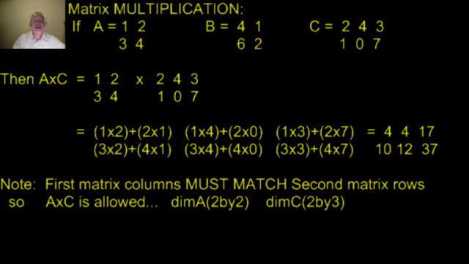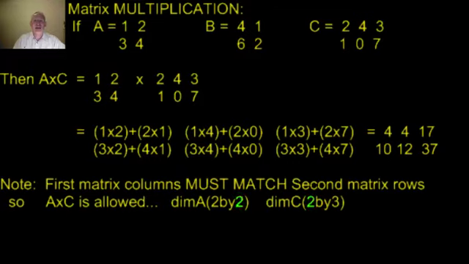So in this case, A times C is allowed, because if you look at the dimensions of A, it's a 2 by 2, and if you look at the dimensions of C, it's a 2 by 3, and the 2 inner coordinates, if you like to call them that, I'll just flash them there in green, you can see that these 2 inner coordinates are equal, they match. So it's quite allowable to multiply A times C.